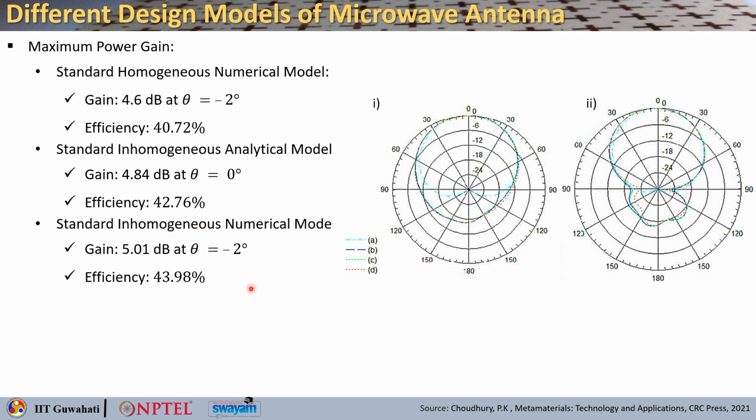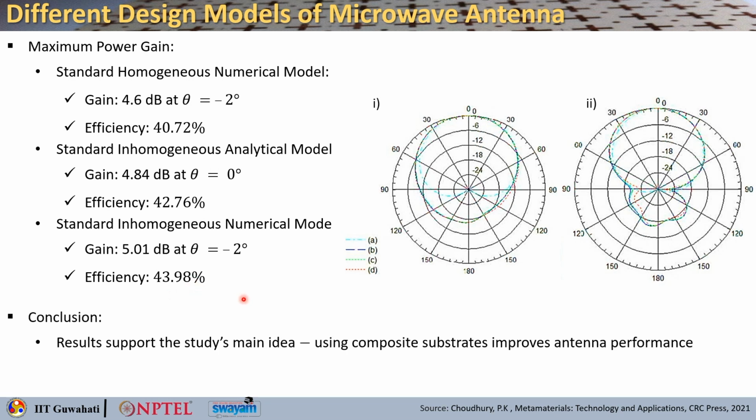In the miniaturized inhomogeneous numerical model, the gain was reported to be maximum, okay, and there you got around 5.01 dB at an angle of theta equals -2 degrees with an efficiency of 43.98%, right. So, these results are basically in good agreement with the main idea of the study, which focuses on improving the antenna's performance using composite or metamaterial structures.